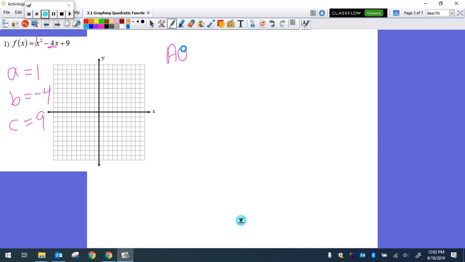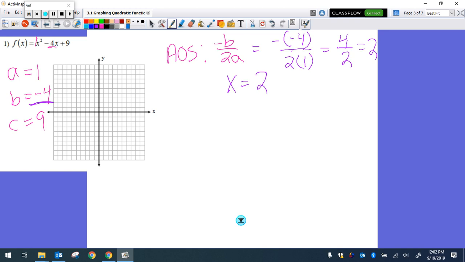To find my axis of symmetry, the formula is negative b over 2a. So I'm going to plug in negative 4, because b is negative 4, divided by 2 times a, and a is 1. Well, on top, a negative is really a positive 4. And on bottom, 2 times 1 is 2. 4 divided by 2 is 2. So the way you write your axis of symmetry is always going to be an x. So it's an x equals 2. That is your axis of symmetry.